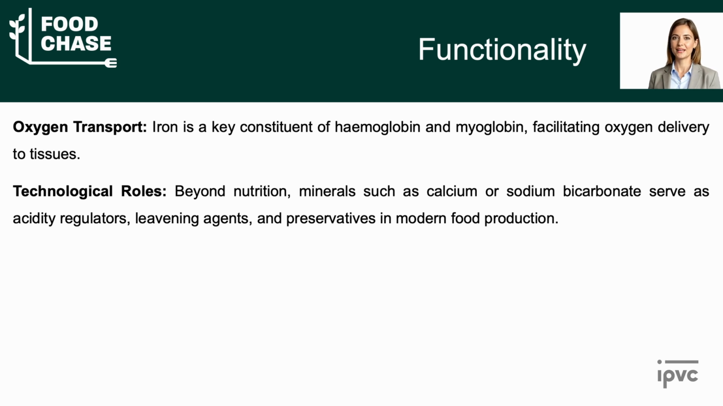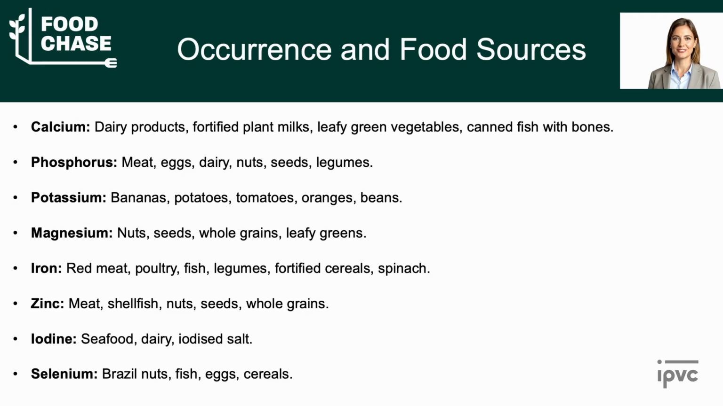Technological roles. Beyond nutrition, minerals such as calcium or sodium bicarbonate serve as acidity regulators, leavening agents, and preservatives in modern food production. Calcium: dairy products, fortified plant milks, leafy green vegetables, canned fish with bones. Phosphorus: meat, eggs, dairy, nuts, seeds, legumes. Potassium: bananas, potatoes, tomatoes, oranges, beans.